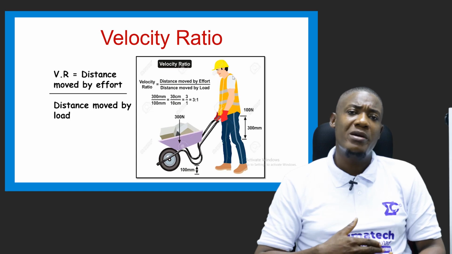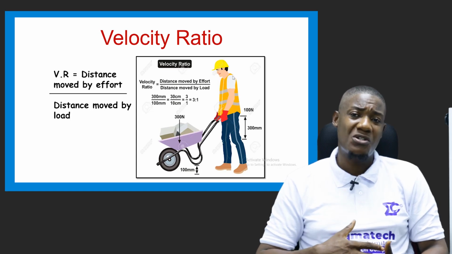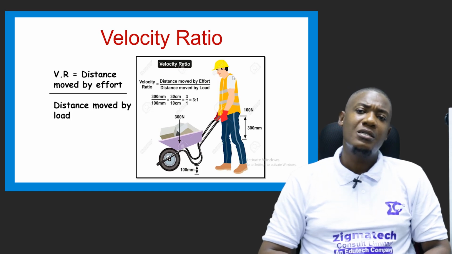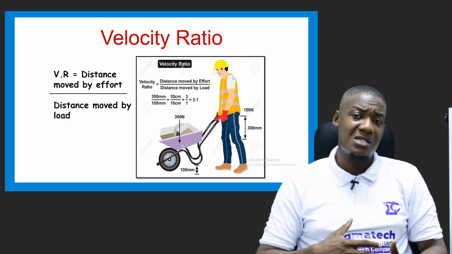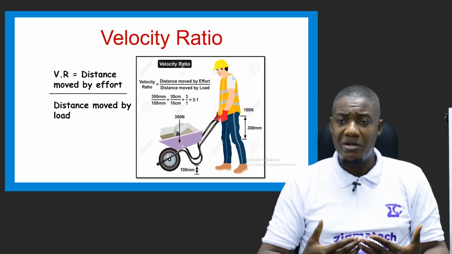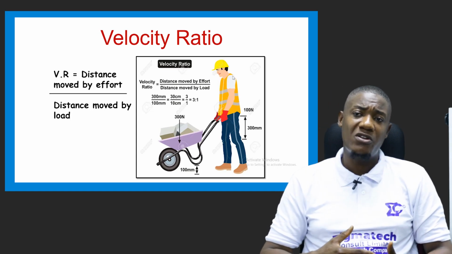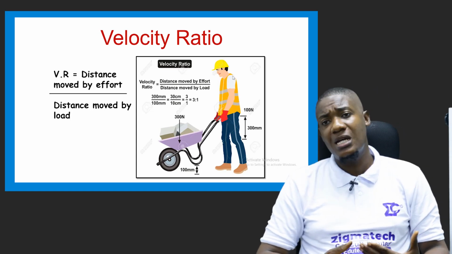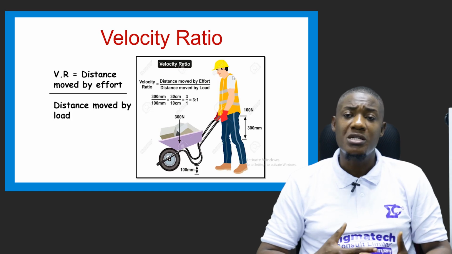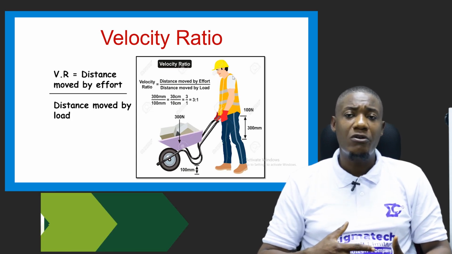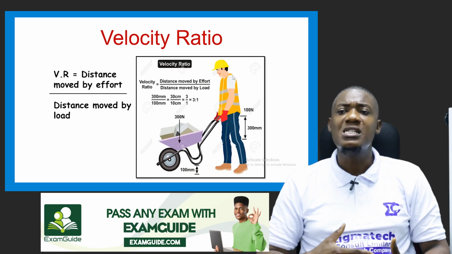The velocity ratio of a machine is not affected by friction. Friction does not affect it. Rather, it is affected by the design of the machine, or what you say, the geometry of the machine. That's what affects the velocity ratio of the machine. So mathematically speaking, we can say that velocity ratio is equal to distance moved by the effort all over distance moved by load.